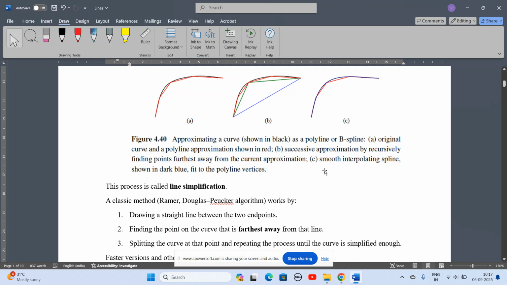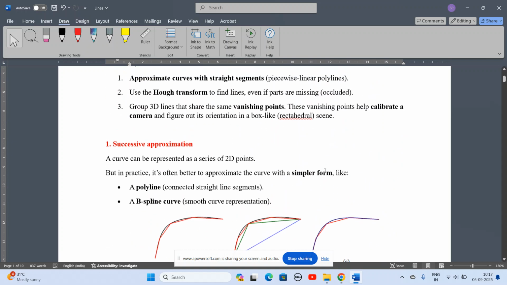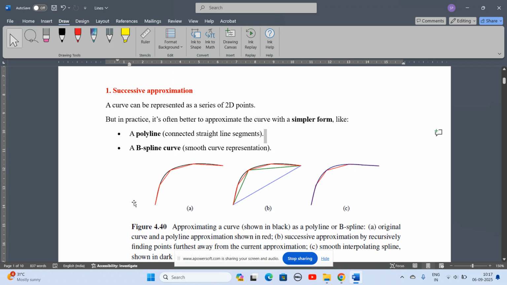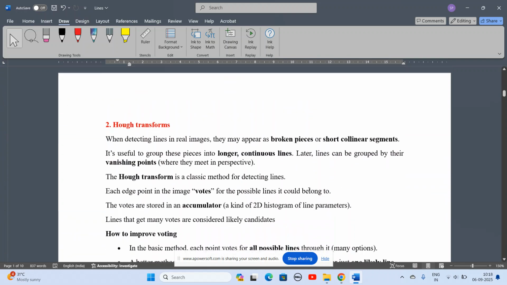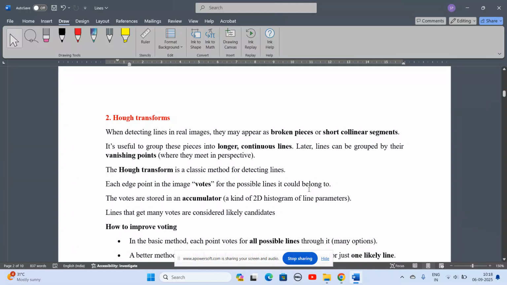The next part is B-spline. After dividing the edges into lines, we are applying a slight smoothing that is called B-spline. Polyline means we are identifying the line segments inside the edge, and B-spline means after identifying the lines, we are providing some kind of approximation to look like smooth edges, that is known as a B-spline curve. This is the first one. We are going to find the lines from the edges, so edge detection is the first step.